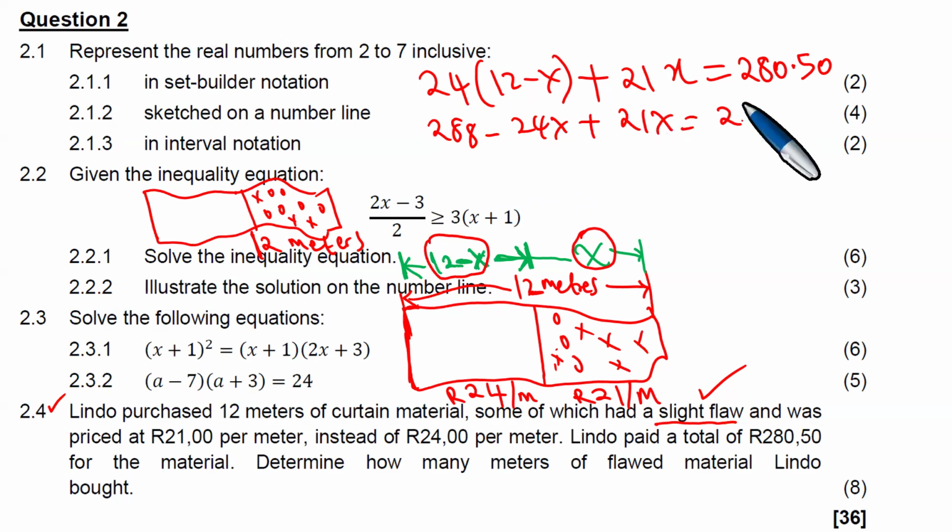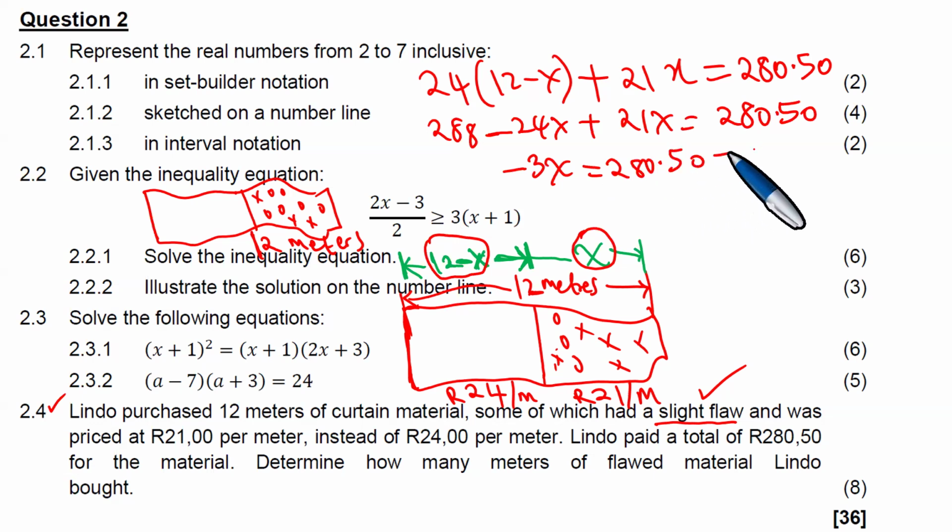21x, 280.50. Minus 24x plus 21x. 280.50, 288. Okay.